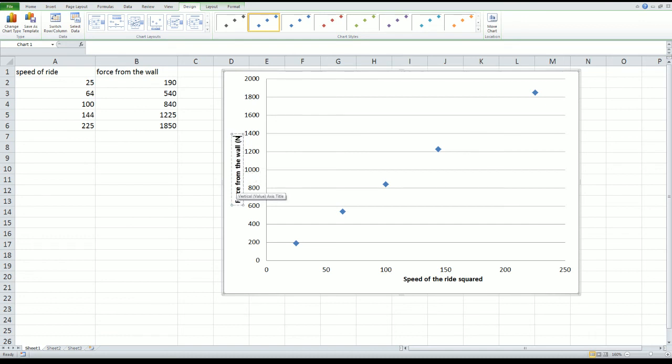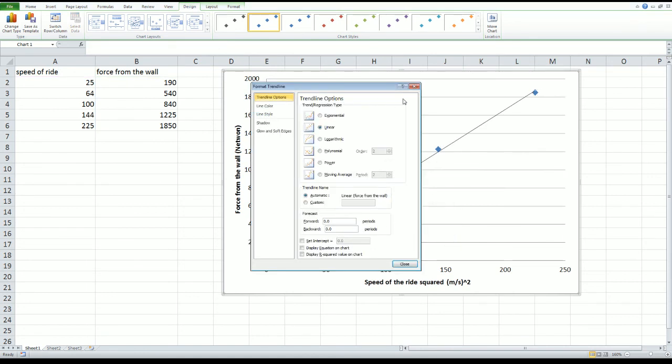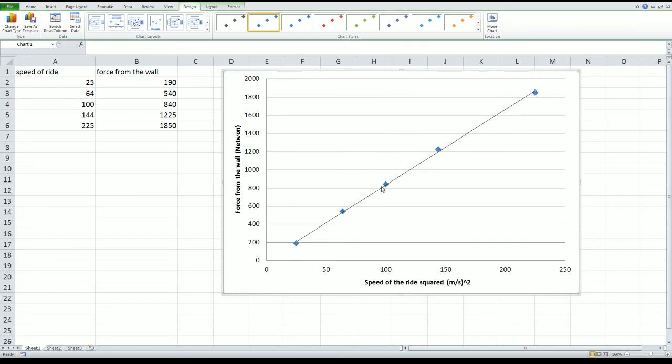And again, sorry, let me write the right units. That's newtons, and the speed here is still meters per second, right? But you're going to square the whole thing. The speed of the ride squared. So click on it, right click, add trend line. So again, right click, add trend line.